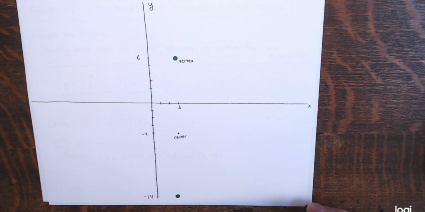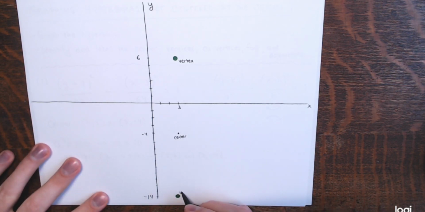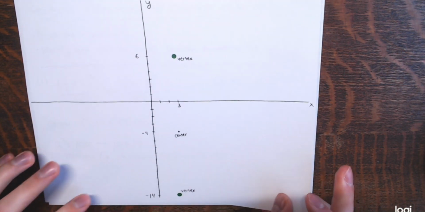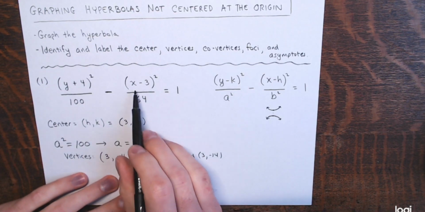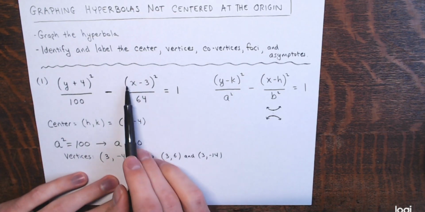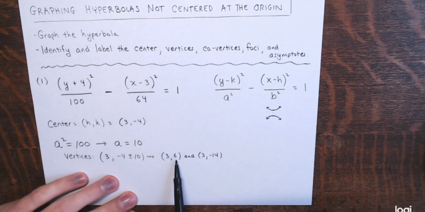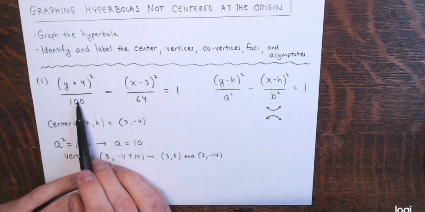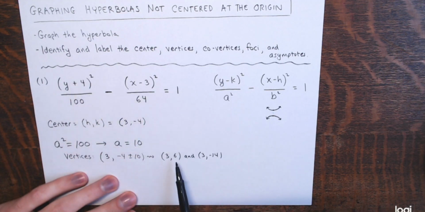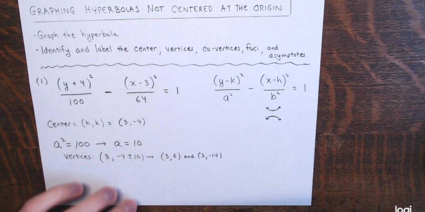But those are the vertices, right? Here's another vertex. And again, those are solutions of the equation. If you plug in 3 for x, that makes this second term 0. And then plug in 6 for y. You'd have 10 squared over 100. That's 100 over 100. That's 1. 1 minus 0 is 1. That's true. And then plug in 3 for x and negative 14 for y, and you'd get the same thing. You'd get 1 minus 0 equals 1.